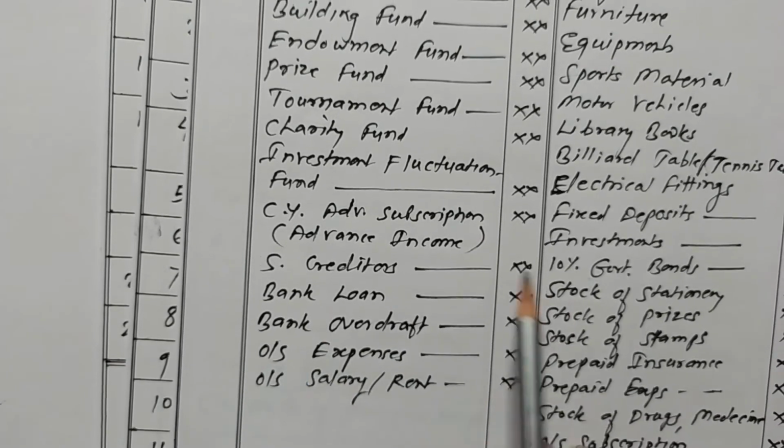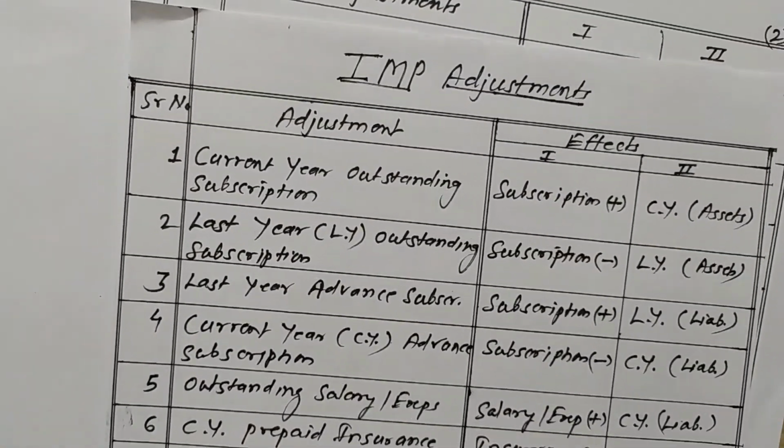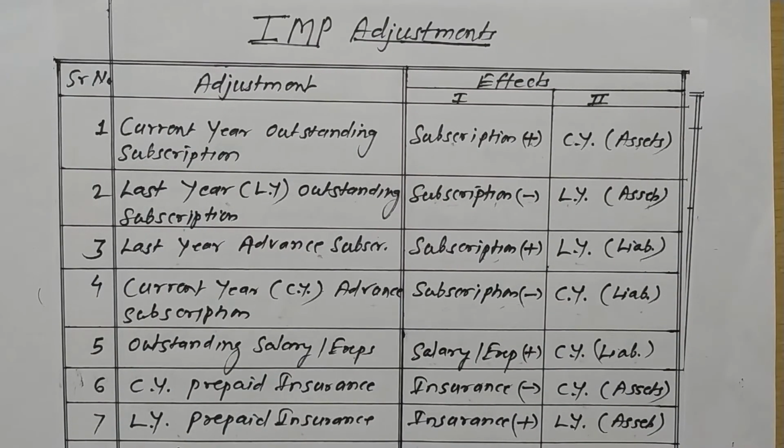These are the regular format of the balance sheet. Now we go to important adjustments which require double effects. First adjustment, current year outstanding subscription. It is an income receivable.